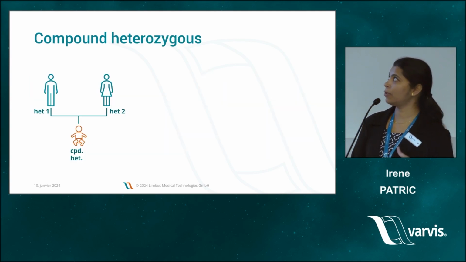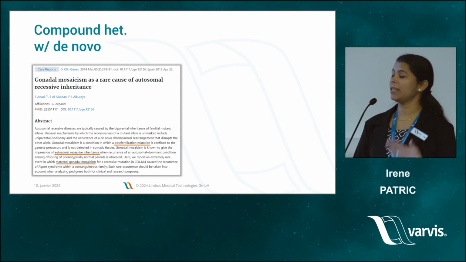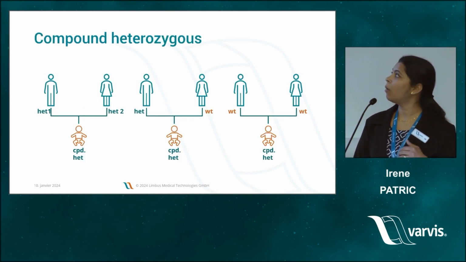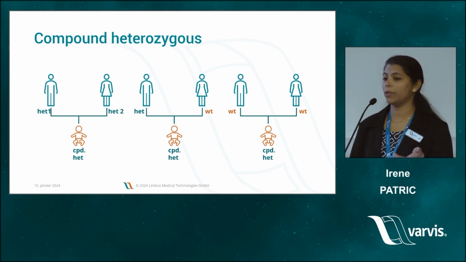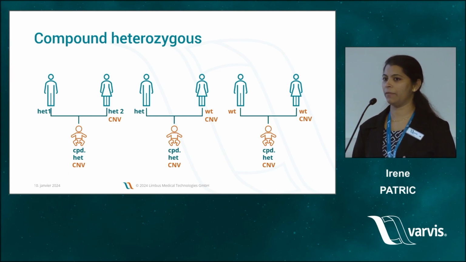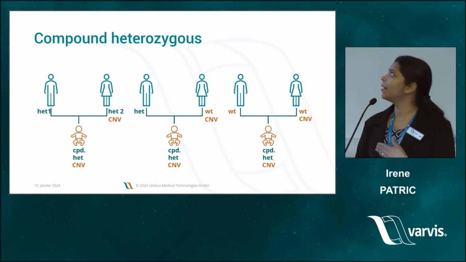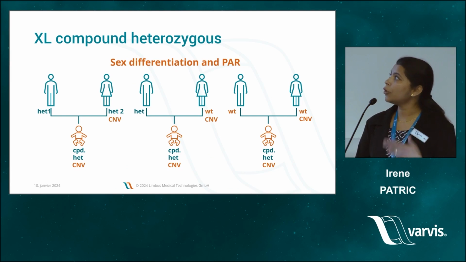When it comes to the compound heterozygous filter, I would think this is the most common, complex filter, and you also have mosaicism adding a layer of complexity to this. So it's possible that one of the parents is mosaic, and then you have an affected individual who is compound heterozygous, but the parent does not carry it. But then there is a second hit, CNV. So this is an added layer. And then you have the X-linked compound heterozygous, where you have to differentiate between the sexes, and then also, in addition, the pseudo-autosomal region.